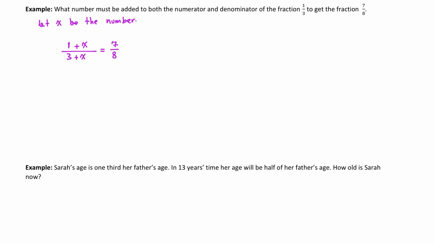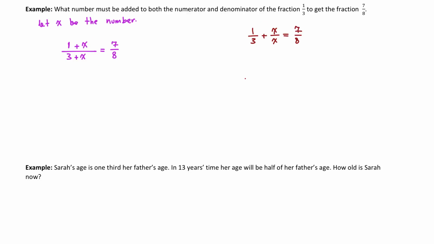Now, let me show you a common mistake that many students make when they're reading this question. Many students say, okay, what number adds up to both the numerator and the denominator? So they write plus x over plus x is equal to 7 over 8. But these two expressions, or these two equations, are actually quite different.